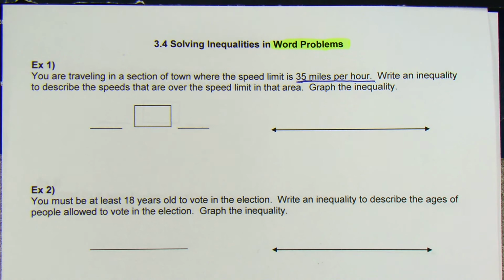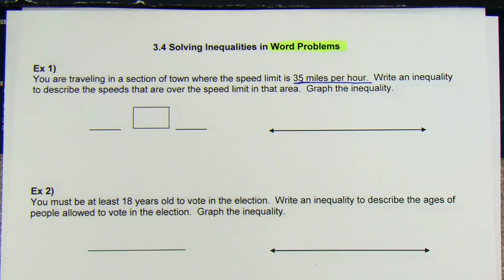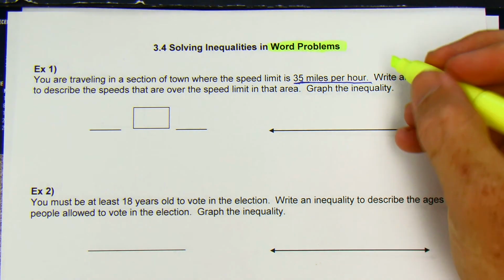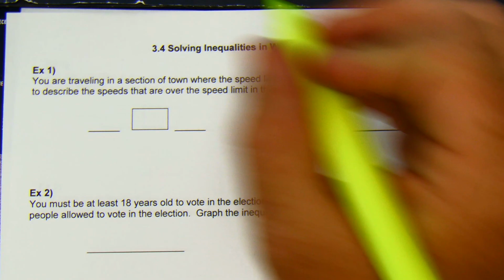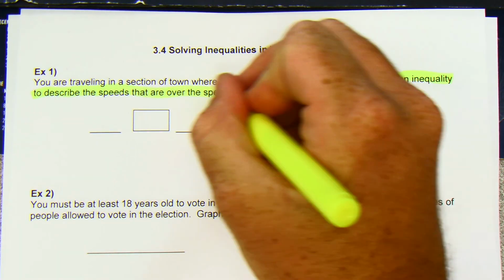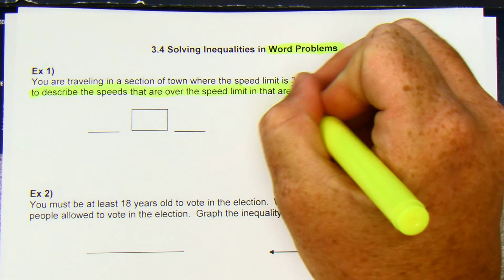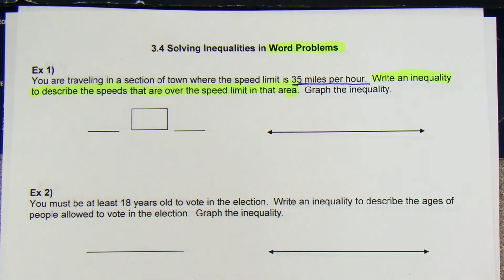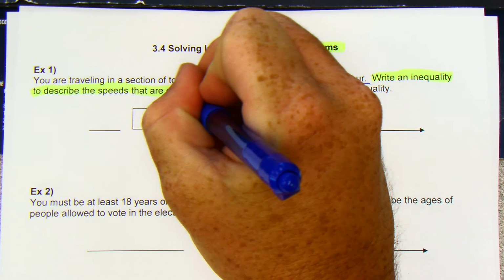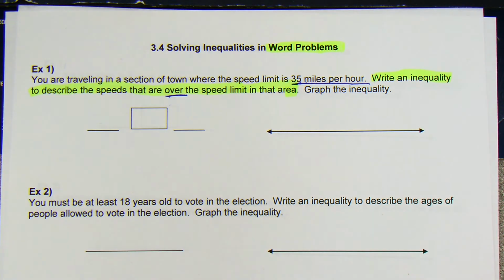All right. It says write an inequality to describe the speeds that are over the speed limit in that area. So I'm going to go ahead and highlight what it's asking us to do as well. And then we're supposed to graph the inequality. The big word here is over. So it's over the speed limit. You are traveling in a section of town where the speed limit is 35 miles per hour. Write an inequality to describe the speeds that are over the speed limit in that area.